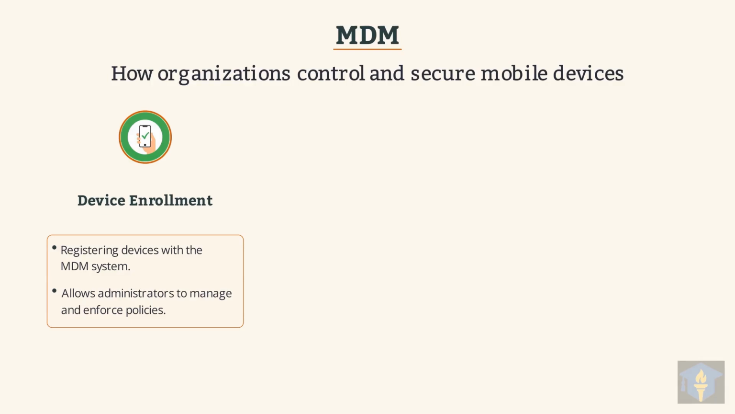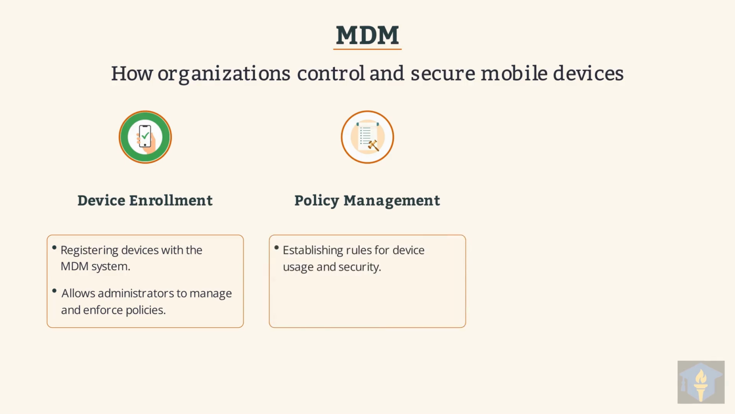Next, we have policy management, which involves establishing clear rules for device usage and security. These rules include important aspects like password strength requirements and restrictions on specific applications. Remote management provides the capability to control and oversee devices from a distant location. Features include remote wipe, device lock functionality, and seamless configuration updates for all devices.